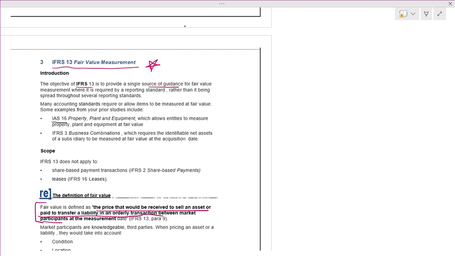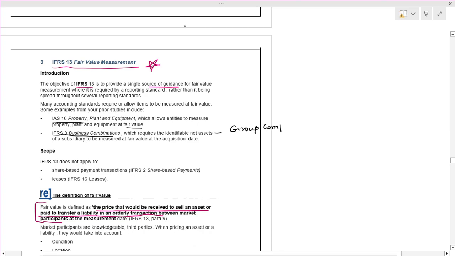More accounting standards use fair values. We are talking about IAS 16, which allows an entity to measure at fair value. We are talking about IFRS 3, business combination. When you are talking about business combinations, this relates to the group companies. One dedicated question will be there on this. In a group you will have the parent company and the subsidiary companies. Whenever the subsidiary company financial statements are consolidated, it has to be done on the fair value basis.